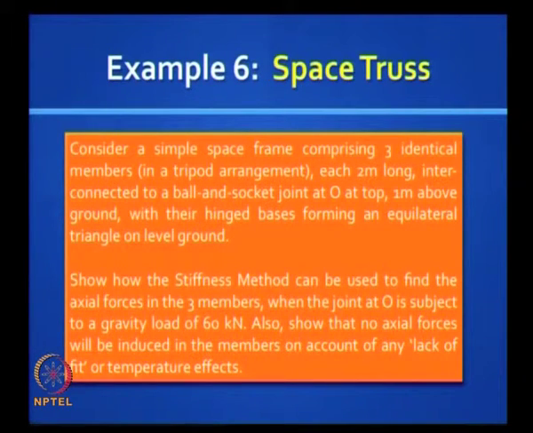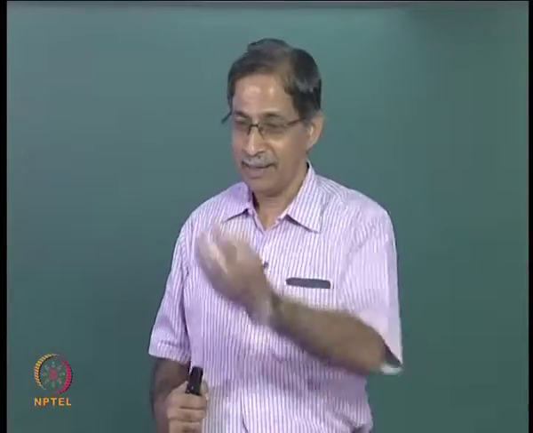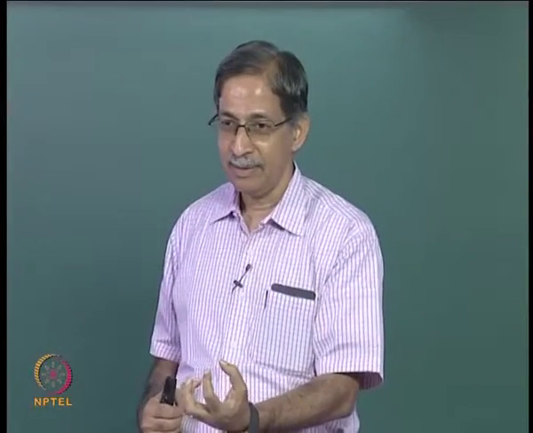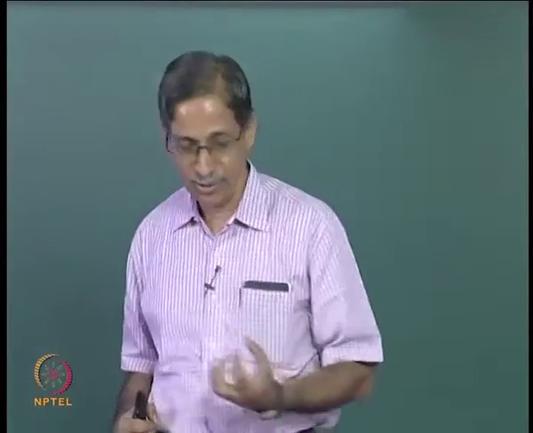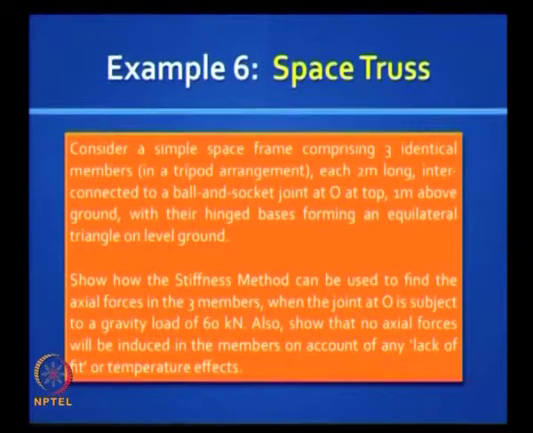Remember you have been using the theodolite. So it has got 3 legs. Let us say you keep it symmetrically, and you have got a weight hanging from the ball and socket joint at the top. Each leg is 2 meters long and interconnected to a ball and socket joint at O at top, 1 meter above ground, with their hinged bases forming an equilateral triangle on level ground.